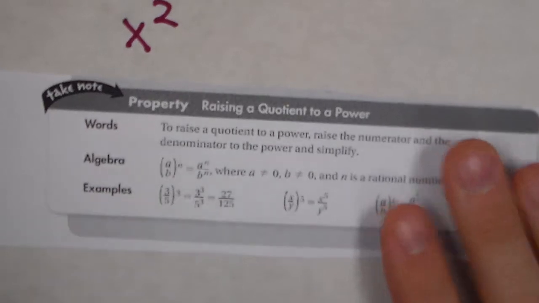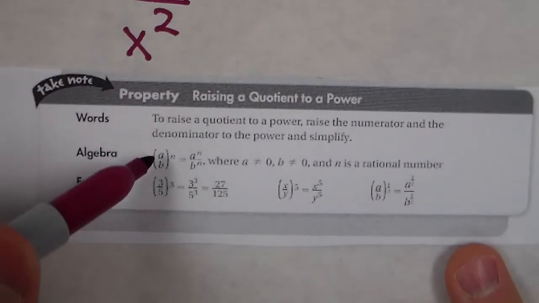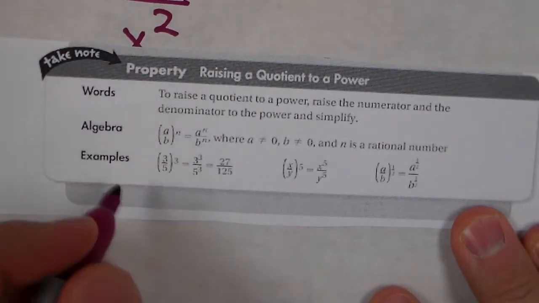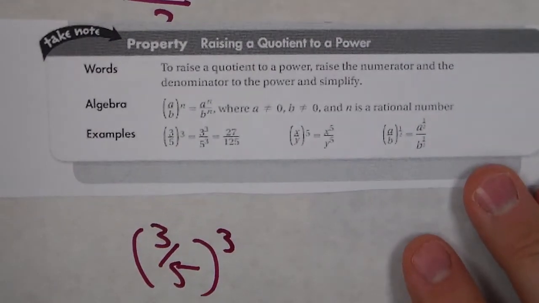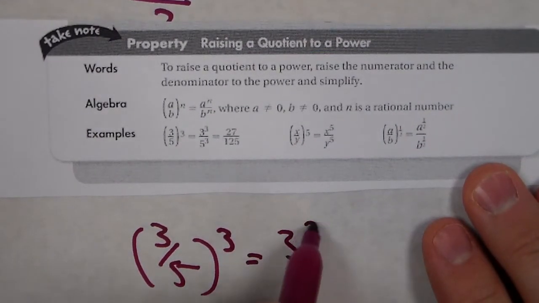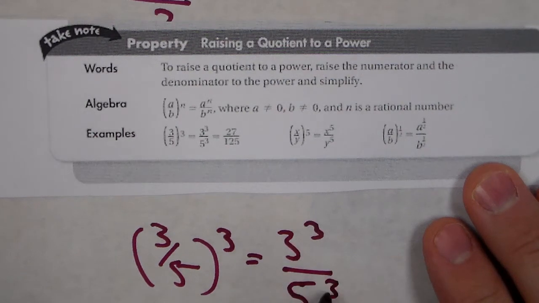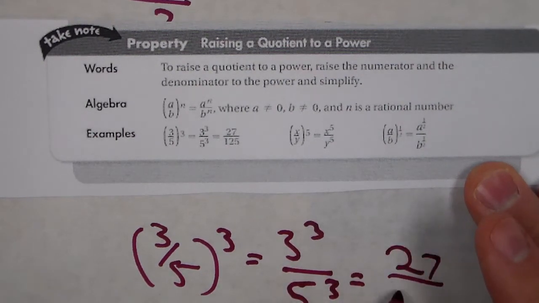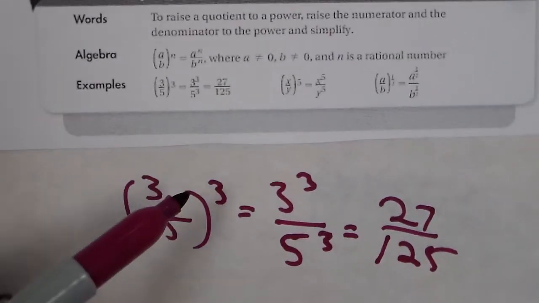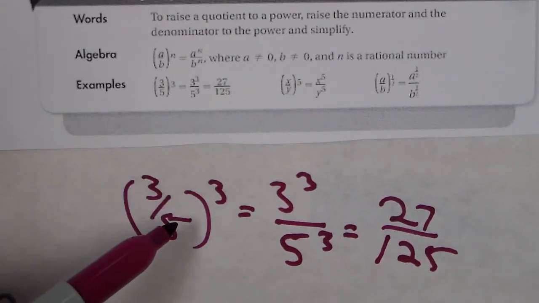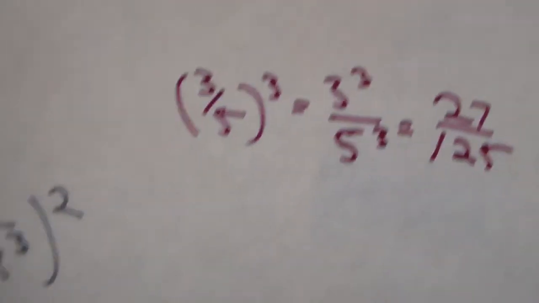Now what if we wanted to bring in what we call raising a quotient to a power? In this case, we have a fraction to some exponent. So we have here 3/5 to the third. And in the example, they make it 3 to the third and 5 to the third, which then would eventually become 27 and 125. So we're taking that exponent and applying it to both the numerator and the denominator. So let's look at our next one.